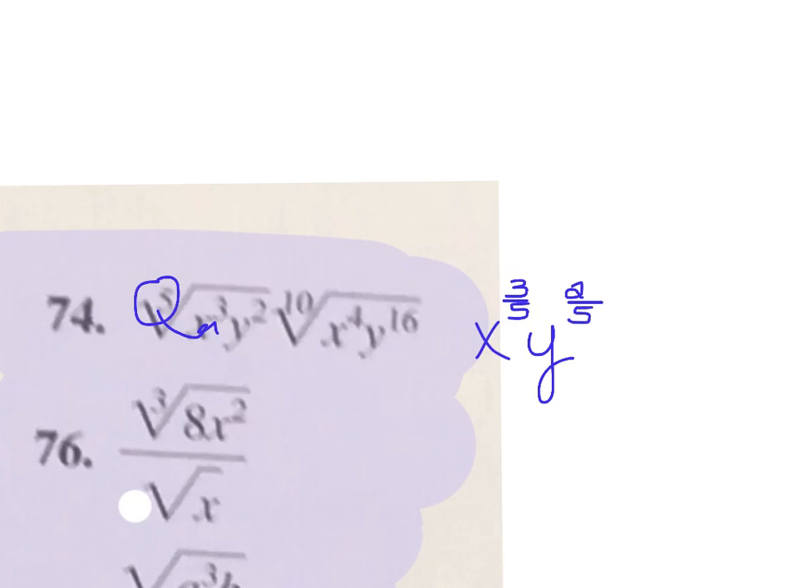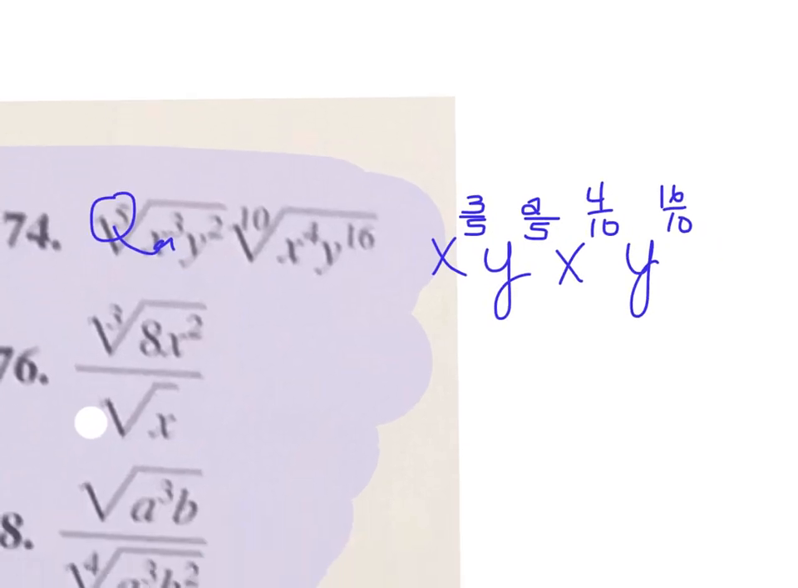2/5. Good. Then over here I have x to the what? 4 over 10. And then I have y to the 16 over 10. Everybody good with that? Okay. So now I notice that I have two bases that are the same. I have x's and I have y's. Can you simplify any of these fractions?